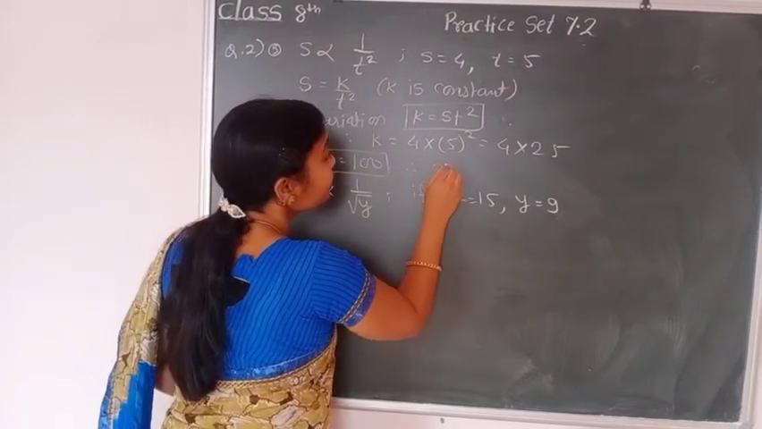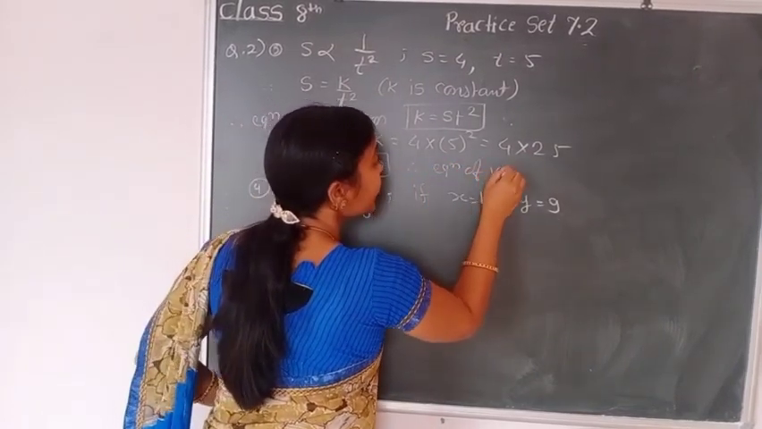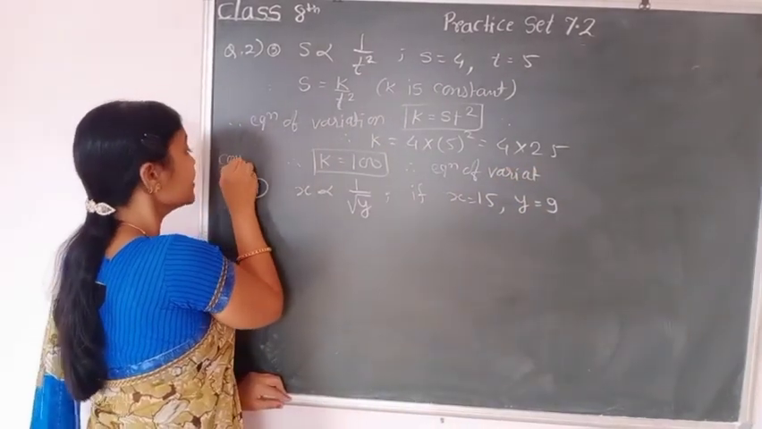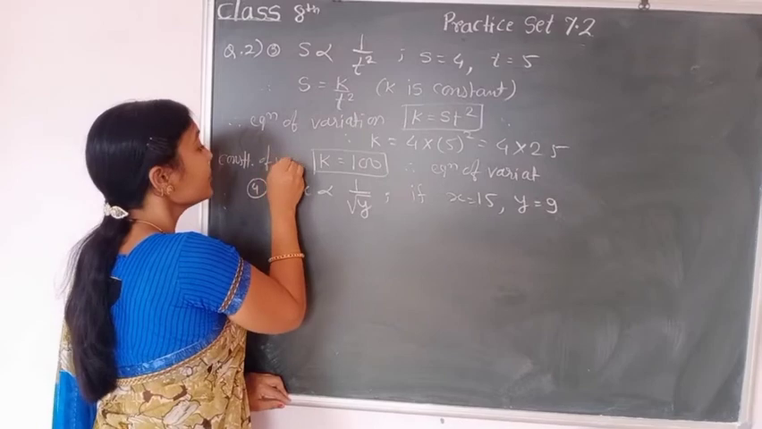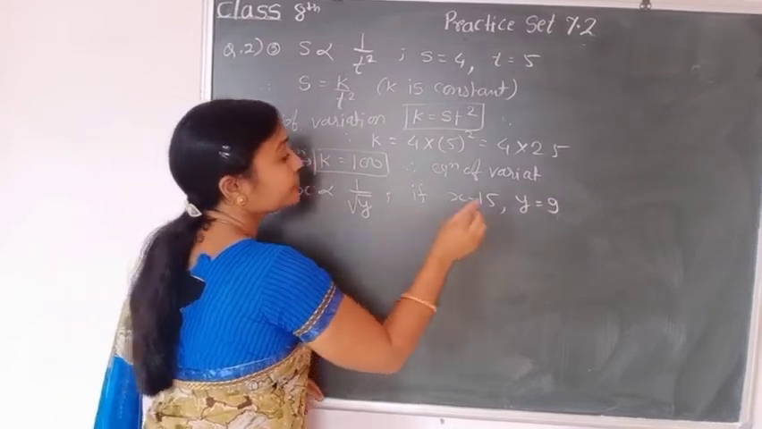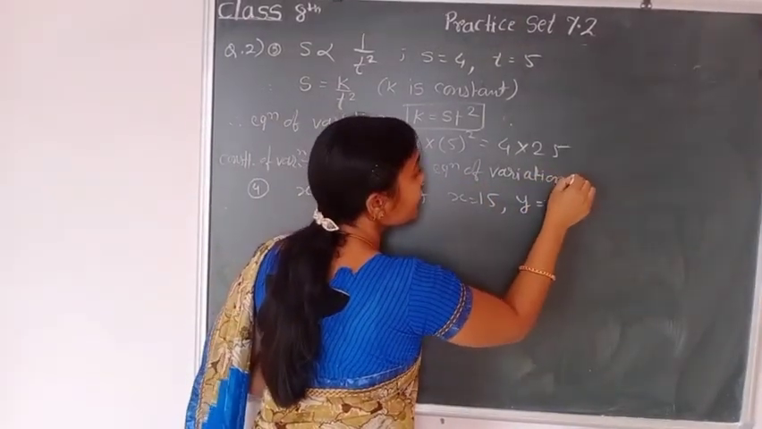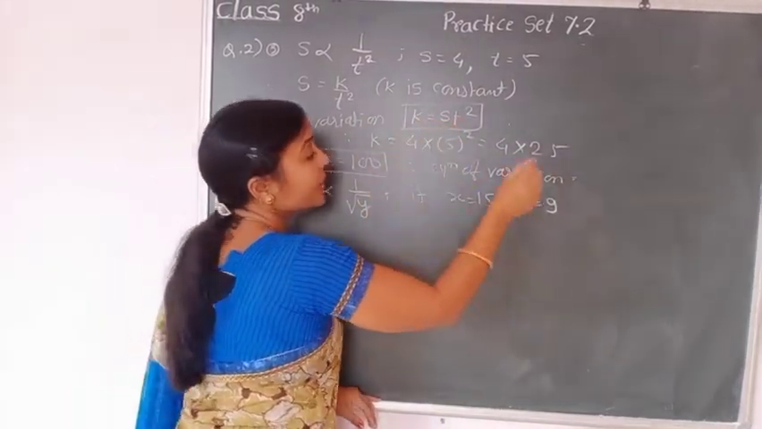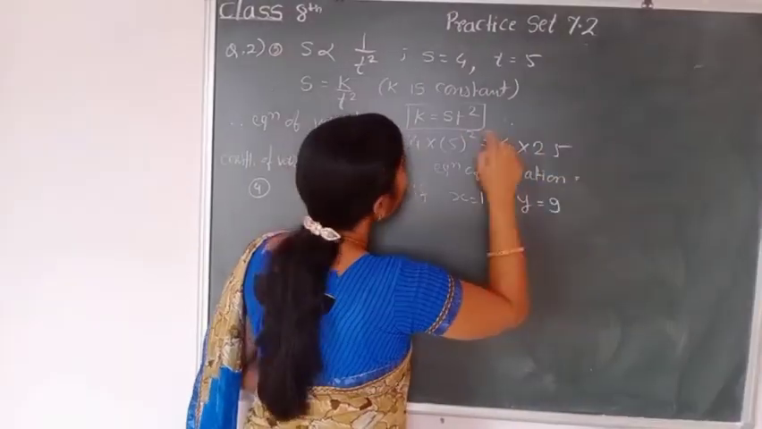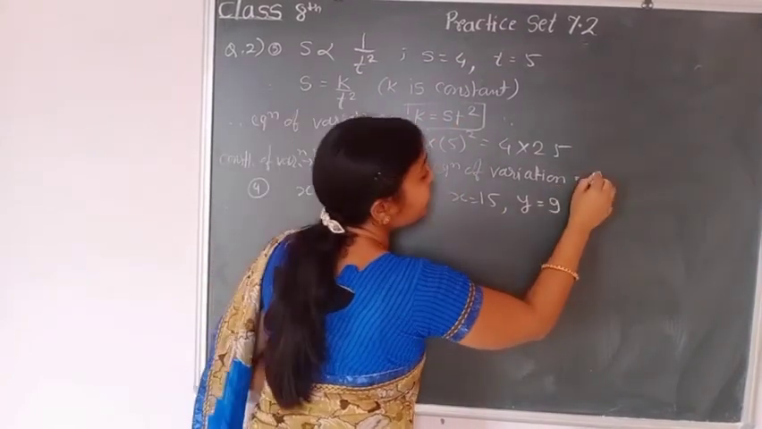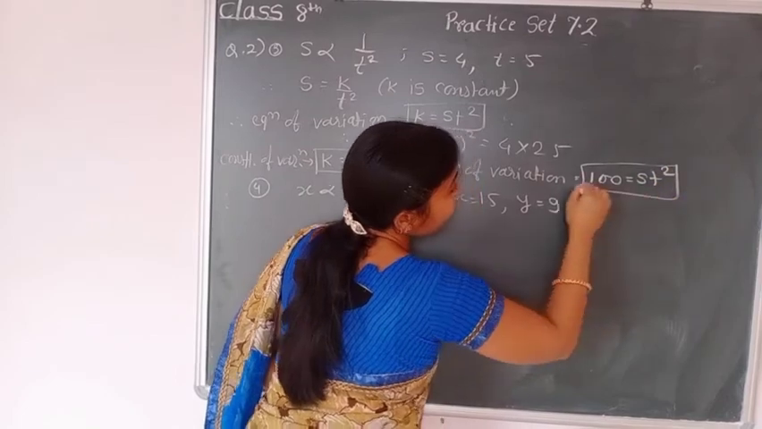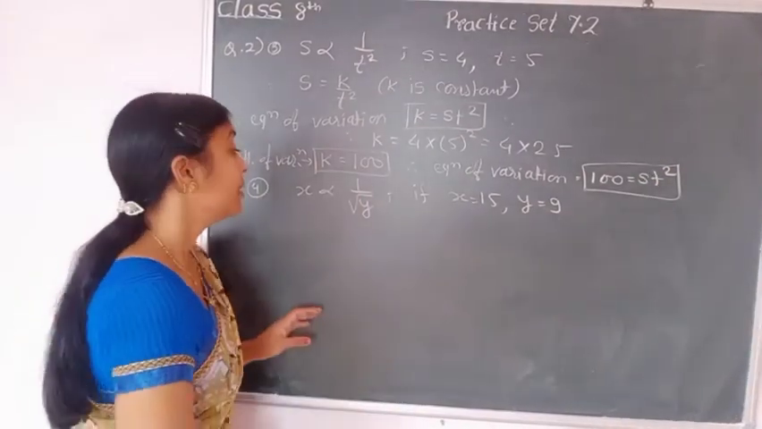And therefore, K is the constant of variation, and the equation of variation is K is equal to ST square, which means 100 is equal to ST square. This is the equation of variation.